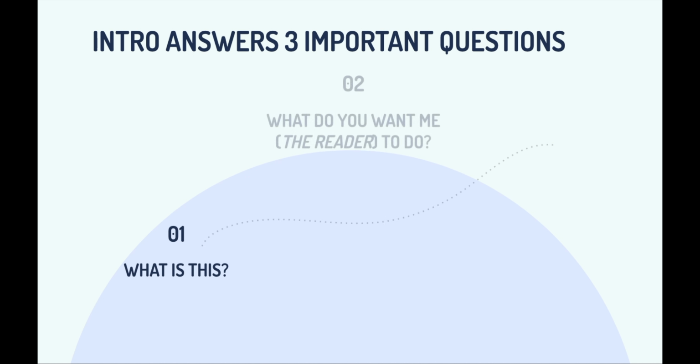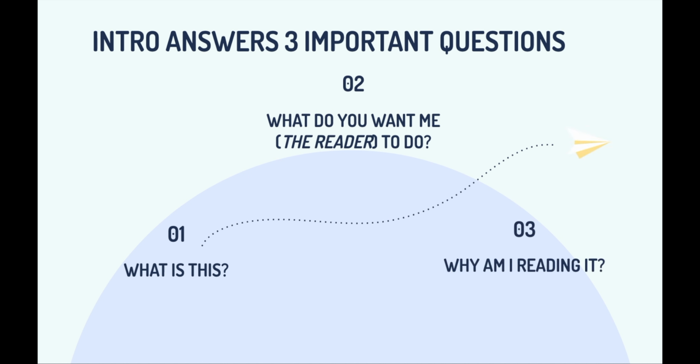So the introduction answers 3 important questions. What is this? What do you want me to do as the reader? And why am I reading it? So for number 1, what is this? The introduction is providing context to the book. So this could be setting, time, place, characters, location, especially if it's based on a true story or even if it's a fictional one. You want to tell your reader, especially if they've never read this book before, pretty much summarizing what is this book about.